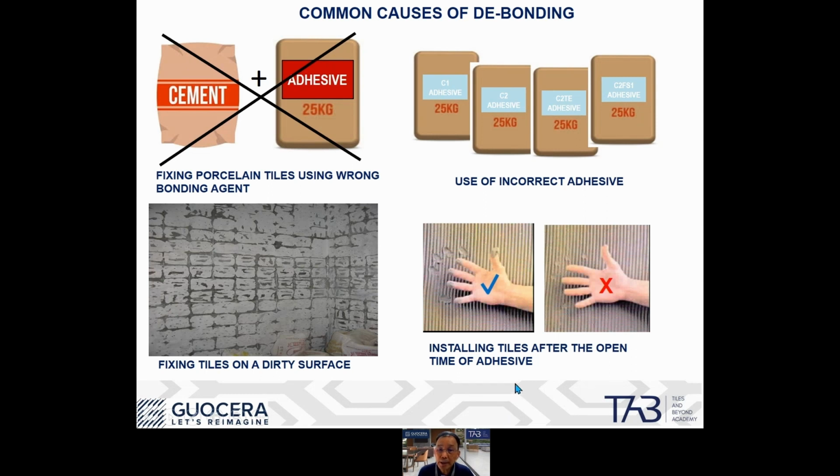And then we have installing tiles after the open time of adhesive. Now, what is open time? So basically, all adhesive has got an open time. Normally the open time for adhesive is about 20 minutes. Now, what does this mean? This means that when the contractor is installing the tiles, after spreading the adhesive to the substrate or to the tile back, he will need to complete the tile installation within the 20 minutes, within this open time. And when this open time is exceeded, then the bond strength is not very effective in the long run. All right.